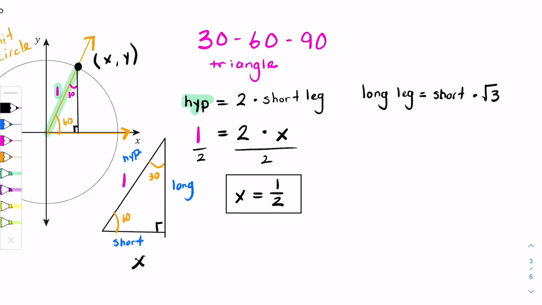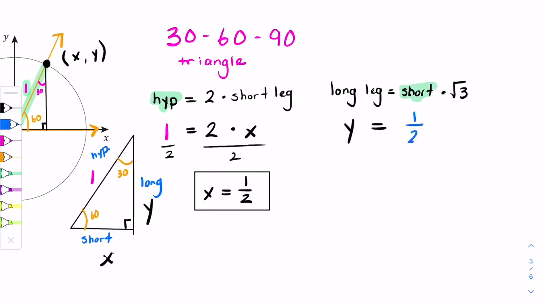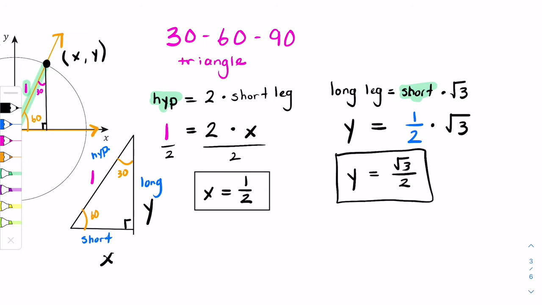I'm going to label the long leg y because this leg right here runs parallel with the y-axis. If I know that x is equal to 1/2, or I know that the short side is equal to 1/2, I'm going to substitute in my value of x for the short side. Long leg is y, which is equal to my short side, which I just solved and is equal to 1/2, and then the formula says multiplied by the square root of 3. So this ends up simplifying to y equals the square root of 3 over 2. And there's your y value.